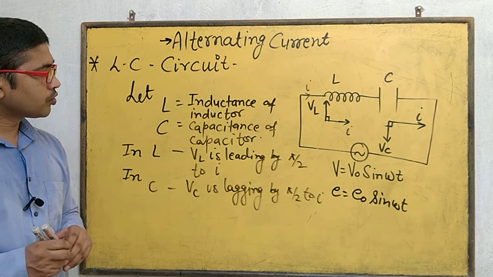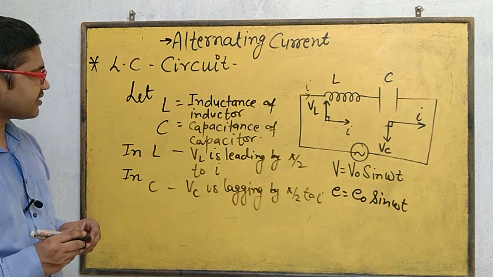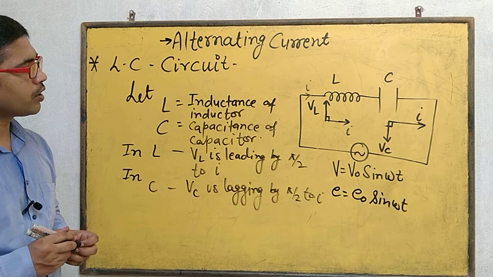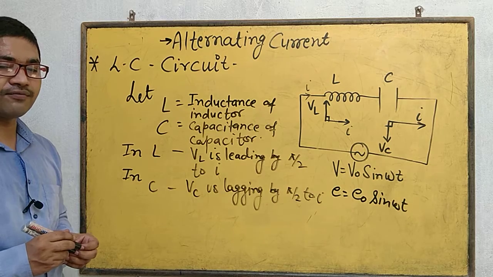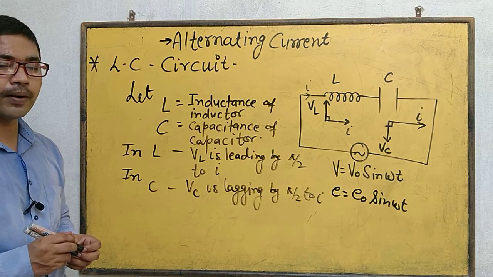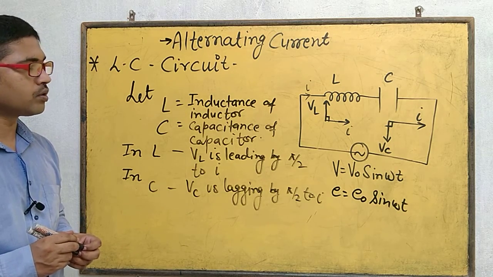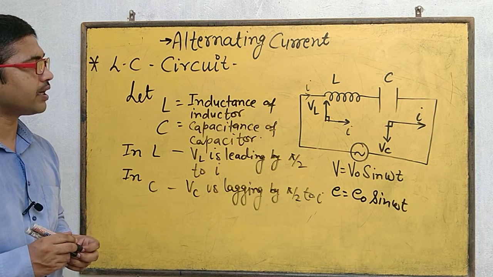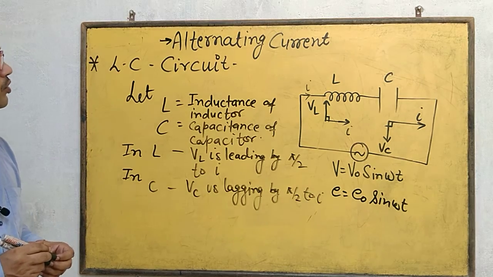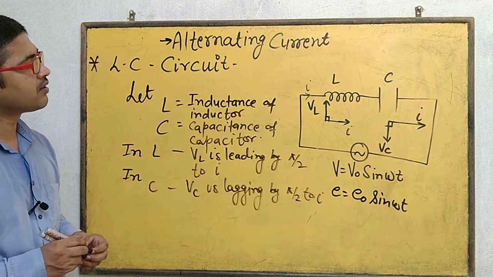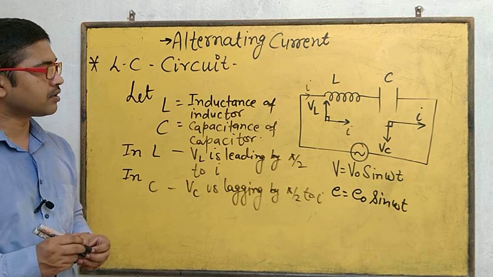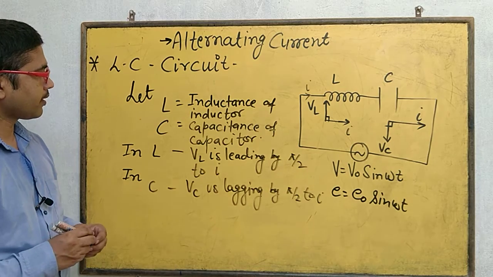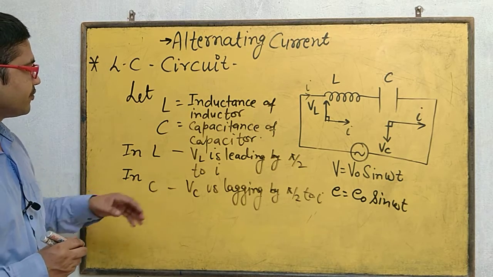Okay, so I am going to erase these things which are shown here, and I am going to draw the phasor diagram for this circuit, which is the most important part, by which we can find out the resonance condition of this circuit. Our main aim is to find out the resonance condition and the resonance frequency for this LC circuit. So pause your video and note it down. I am going to erase these things which are shown here.